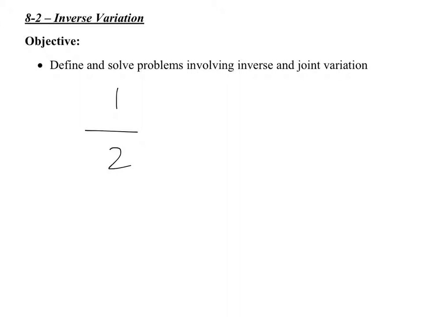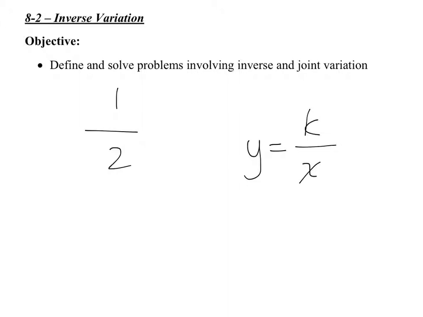It gets smaller. So if we want something to get smaller instead of getting bigger, instead of saying y equals kx, what are we going to say? Y equals k over x. Y equals k over x. Because what happens now is this.